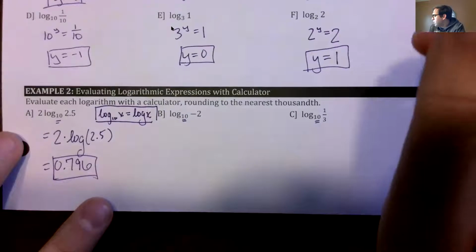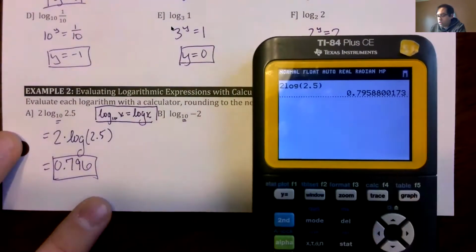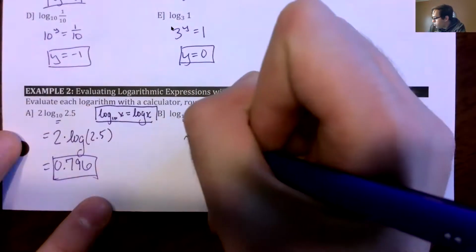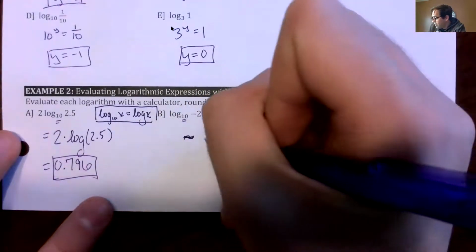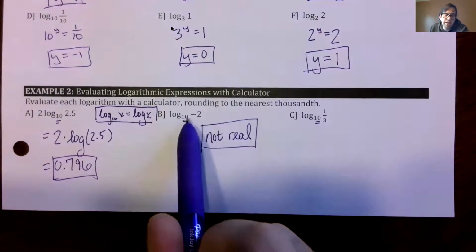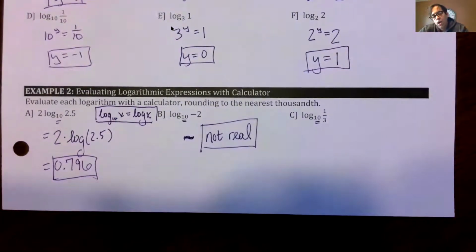Okay, let's try letter B. Letter B, so we're going to type this in as just log of -2. Non-real answer. Okay, so that is correct. And let's think about what that means. Remember, we said a log means 10 to what power equals -2. Well, there is no real number, positive or negative, that I can raise 10 to get a negative number. It just doesn't work. 10 to any power is always going to be positive. Even if I raise 10 to a negative power, it just means 1 over 10, which is still positive. So we can't get a real answer in letter B.